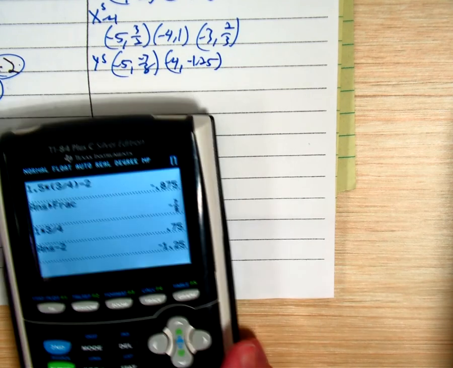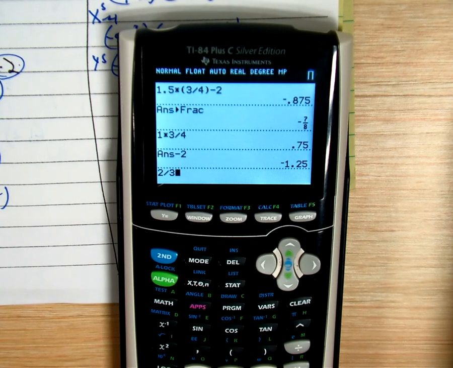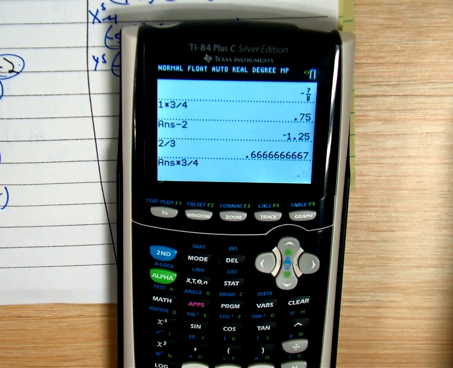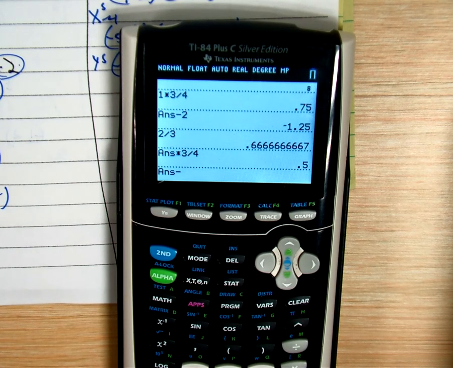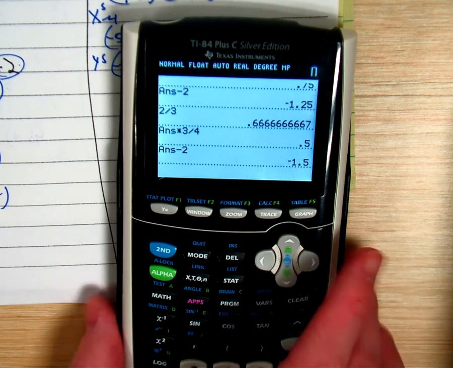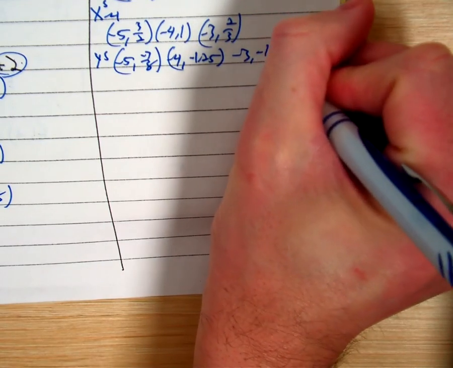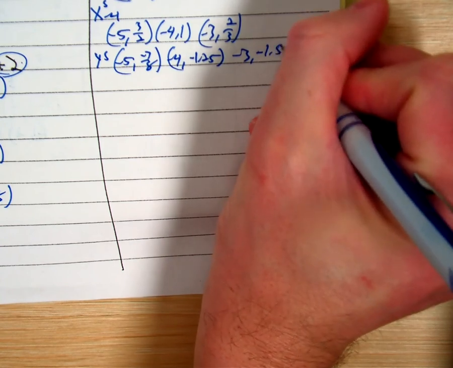And then 2/3 times 3/4 minus 2. Negative 1.5. So negative 3, comma, negative 1.5.